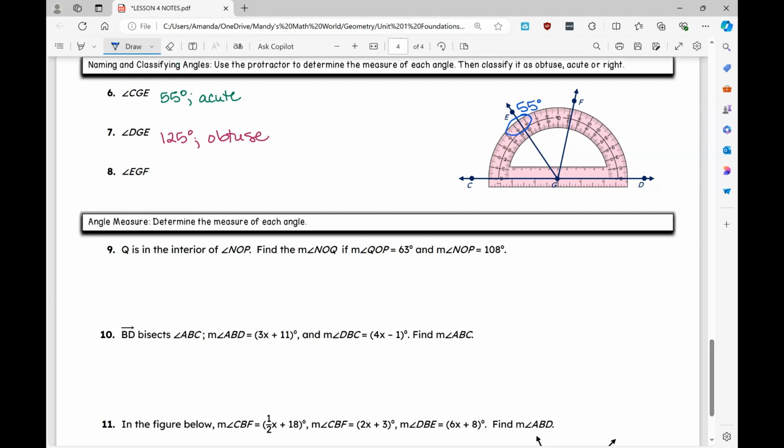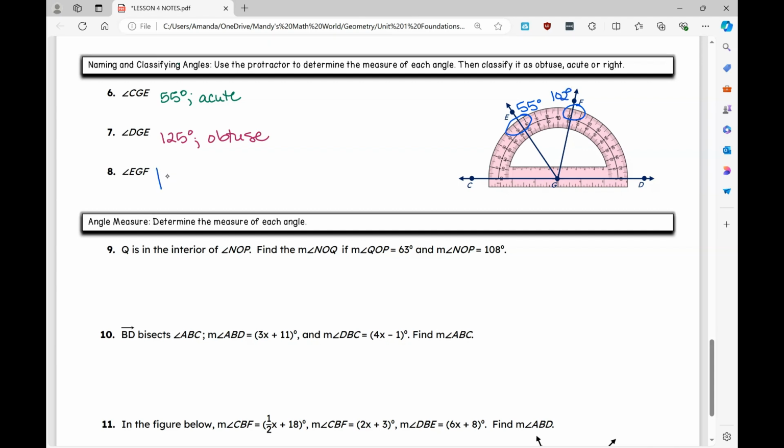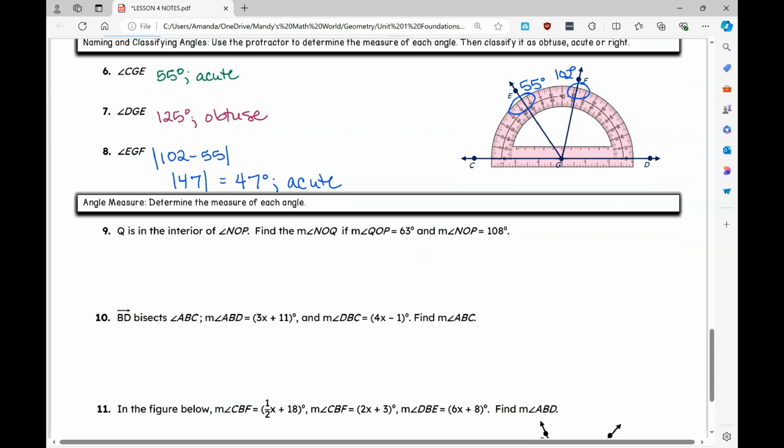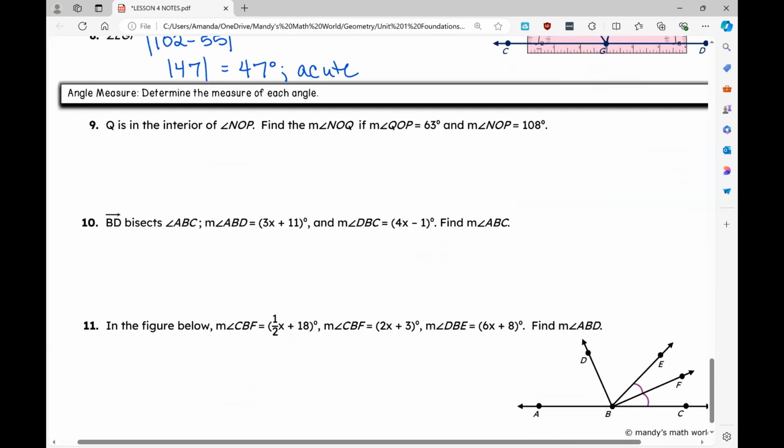Now, because I used the outside numbers for that ray, I need to use the outside numbers for ray GF. Right there, the outside number would be about 102 degrees. So what I'm going to do here is the absolute value of the difference. 102 minus 55 is 47. The absolute value of 47 is 47 degrees. That's less than 90, which makes it an acute angle. Let's move on to the problem-solving portion.